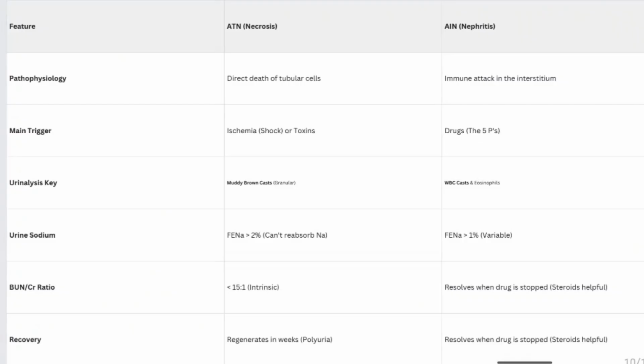interstitial nephritis. This table summarizes the key differences between acute tubular necrosis and acute interstitial nephritis, which are the two most commonly tested intrinsic causes of acute kidney injury. In acute tubular necrosis, the primary problem is direct death of tubular epithelial cells due to ischemia or toxins. The classic urine finding is muddy brown granular casts. In contrast, acute interstitial nephritis is an immune-mediated process affecting the interstitium, most often triggered by medications. The characteristic urine findings are white blood cell casts and eosinophils, along with sterile pyuria.